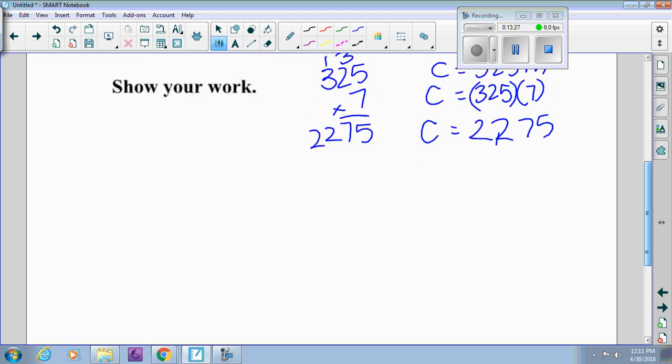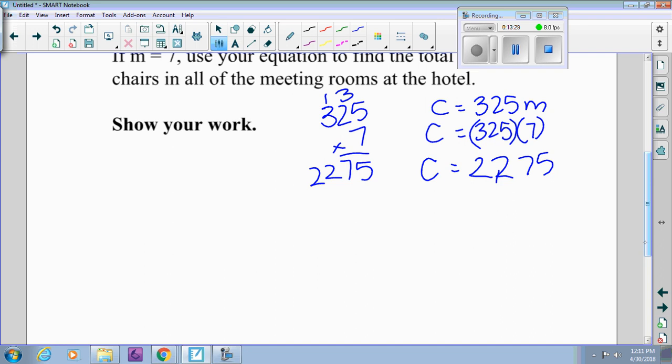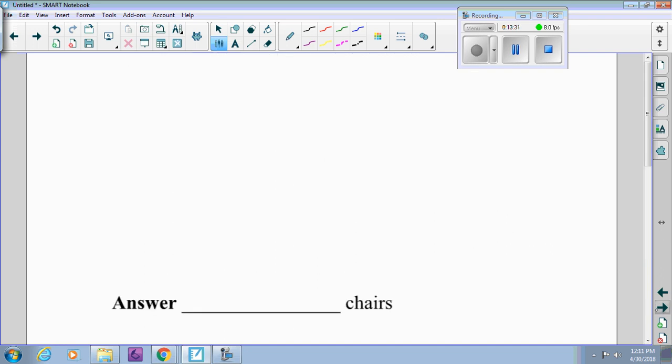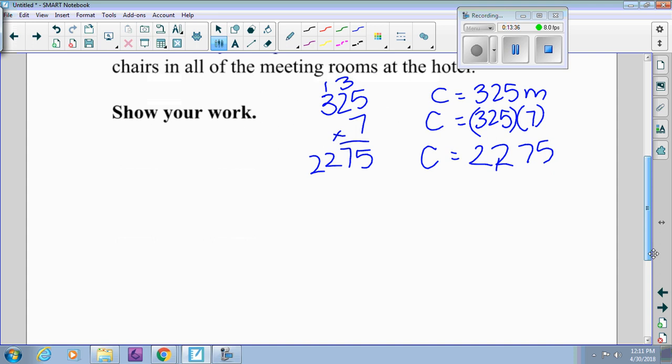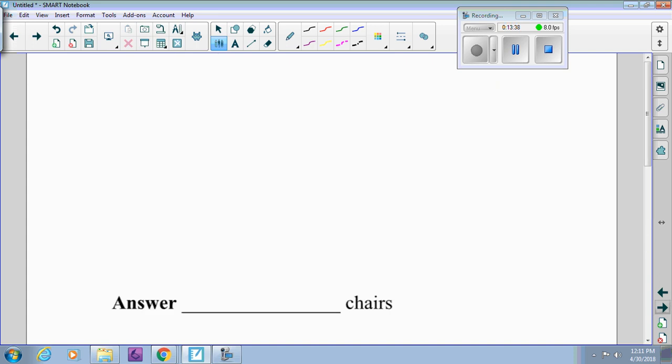And usually there's a line, but I made the font a lot bigger. So there it is. What did I say it was? 2,275. Why is that not showing up? Chairs. All right, the next one.